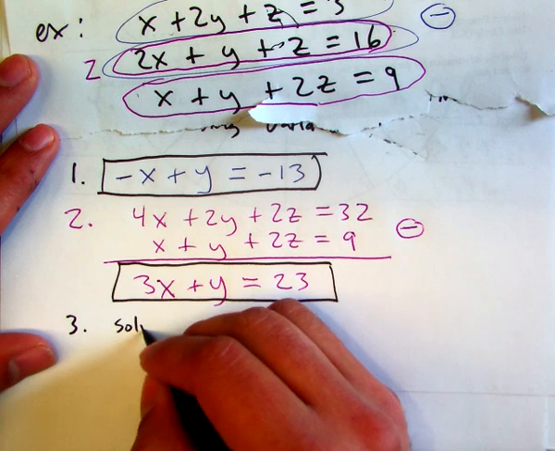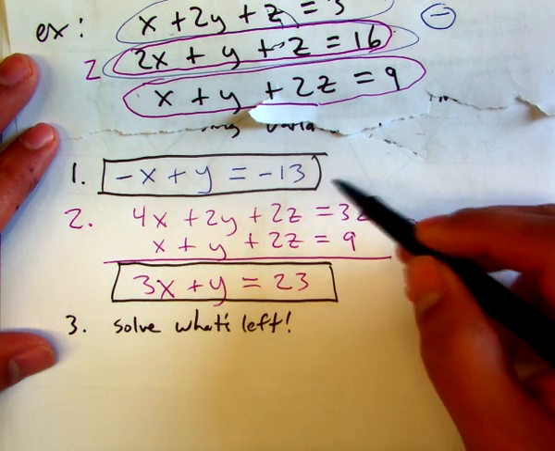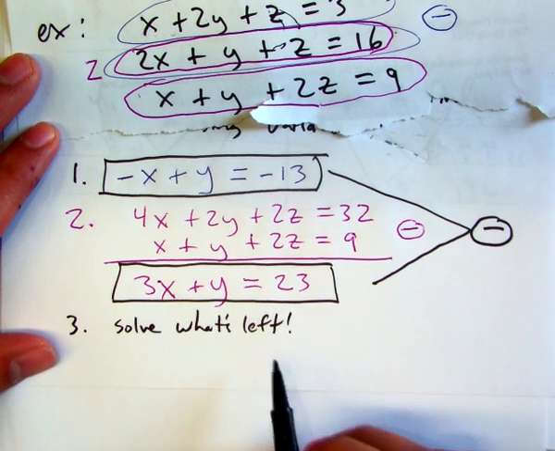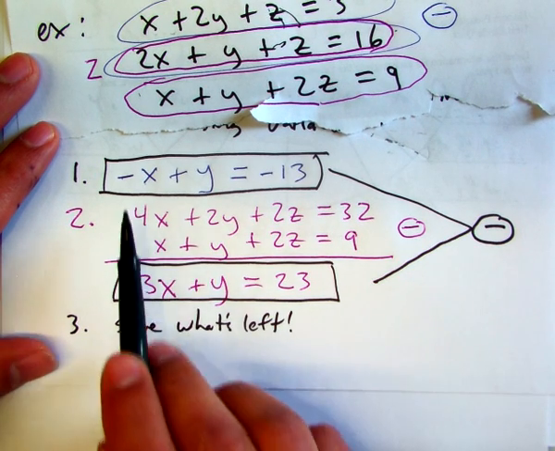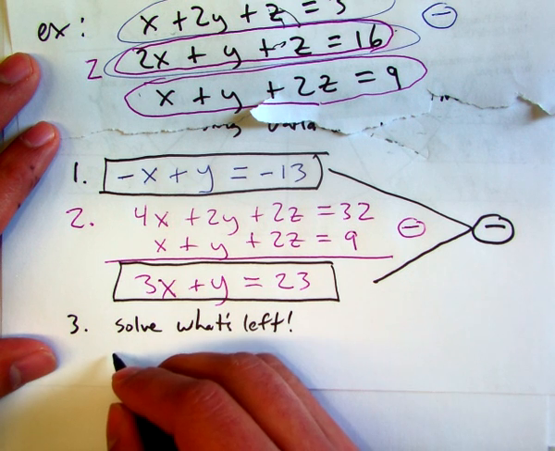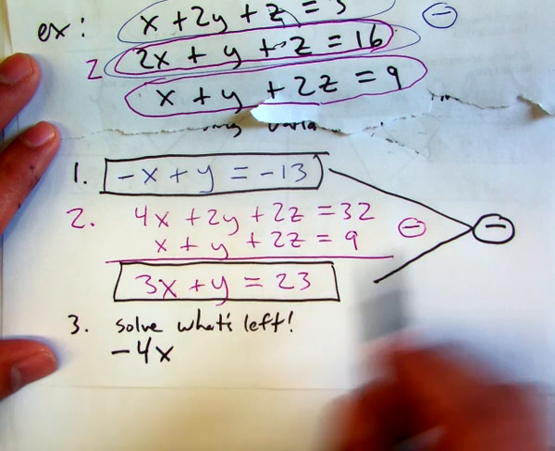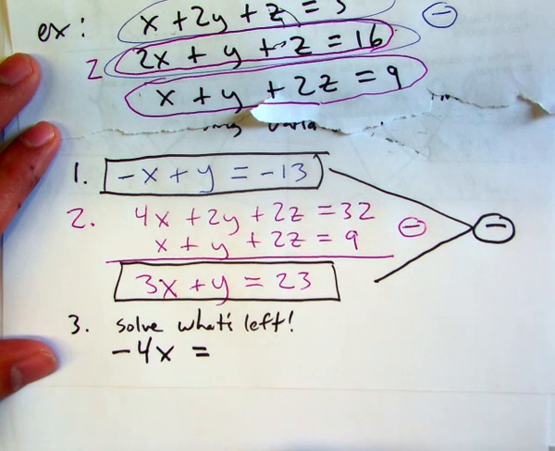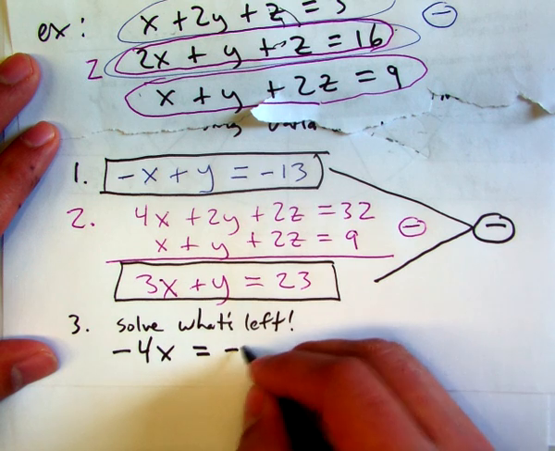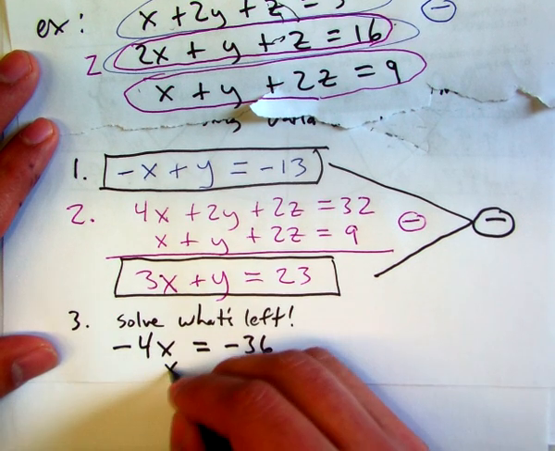So now we solve what's left. We're going to take these two equations and I'm going to subtract them because that gives us what? Negative x minus 3x is what? Negative 4x. Y minus y cancels out. Negative 13 and then negative 23 make negative 36. So what's x? X is 9.